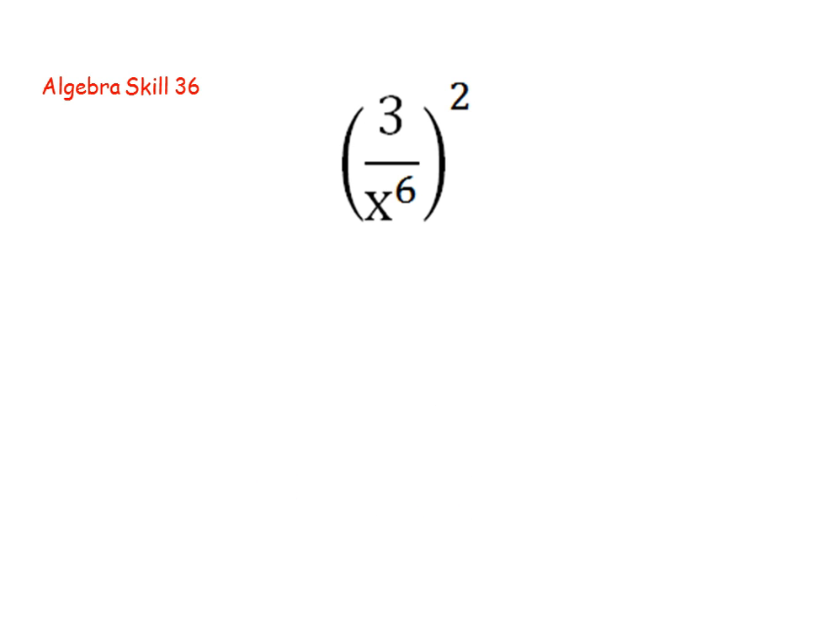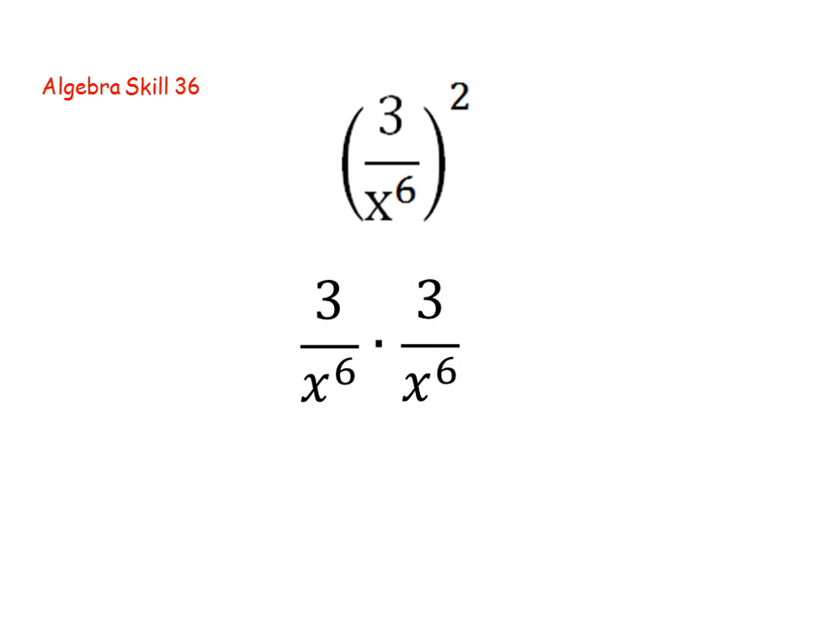Algebra Skill 36. 3 over x to the sixth. This is being squared, so what this means is 3 over x to the sixth times 3 over x to the sixth. So we're going to have 3 being squared and x to the sixth being squared. So what we have here is what we see on the screen, 3 times 3, x to the sixth times x to the sixth. 3 times 3 is 9, also means 3 squared. x to the sixth times x to the sixth.